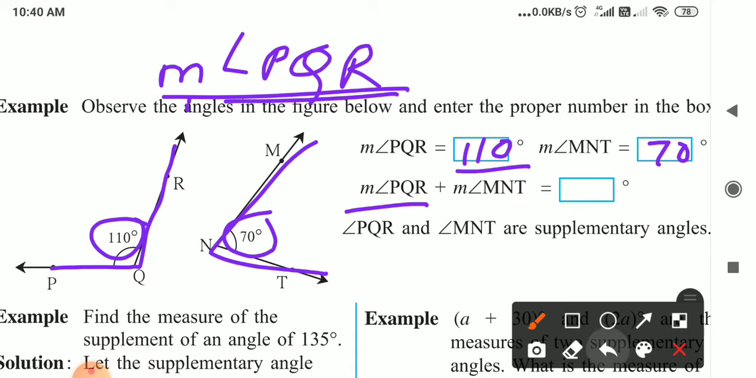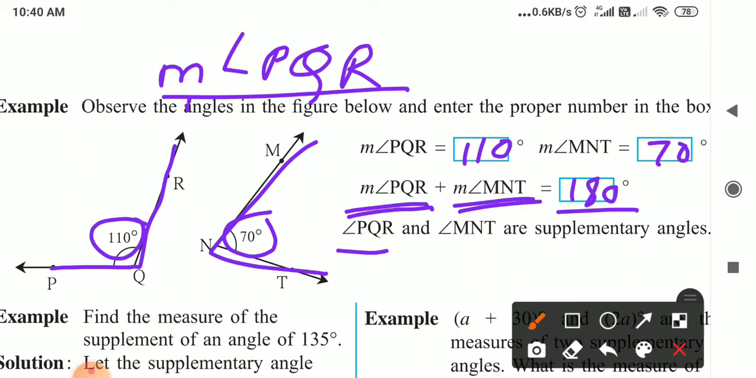Now next we have to find measure of angle PQR plus measure of angle MNT, which is 180 degrees. Just now I told you the definition: if the sum of measures of two angles is 180 degrees, then they are supplementary. That is why angles PQR and MNT are called supplementary angles, because their measures sum to 180 degrees.